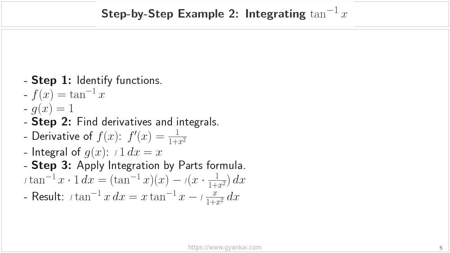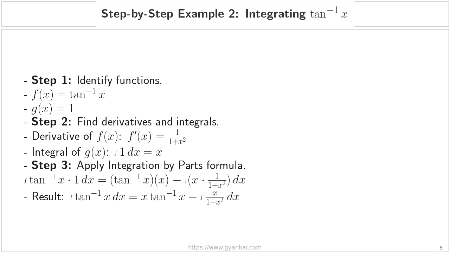Step 3, apply integration by parts formula. This is where we put everything together. Recall the integration by parts formula. The integral of f of x times g of x dx equals f of x times the integral of g of x dx minus the integral of f prime of x times the integral of g of x dx. Applying this to our problem, the integral of arctan of x times 1 dx equals arctan of x multiplied by x minus the integral of x times 1 over 1 plus x squared dx.